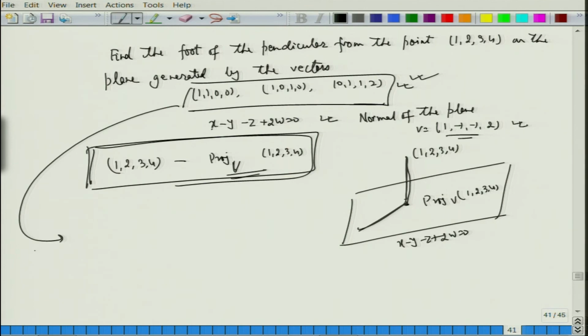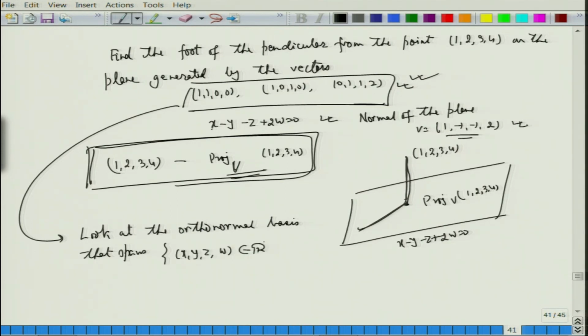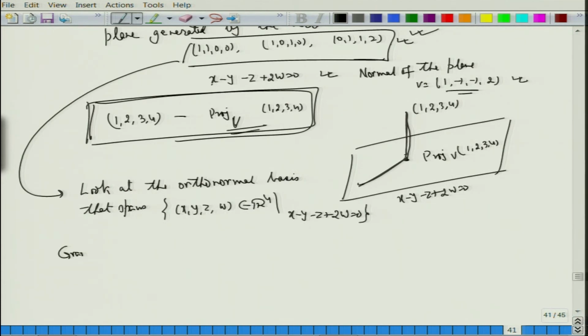So, the other way will be to look at the orthonormal basis that spans x, y, z, w belonging to R4, so that x minus y minus z plus 2w is 0, all right. So, to do that I can apply the Gram-Schmidt process. So, I can take my w1 to be equal to 1, 1, 0, 0 divided by root 2.